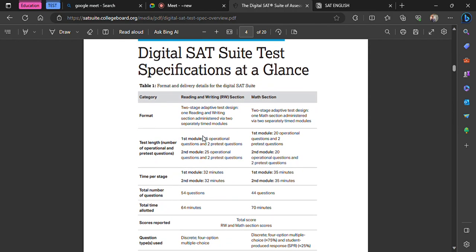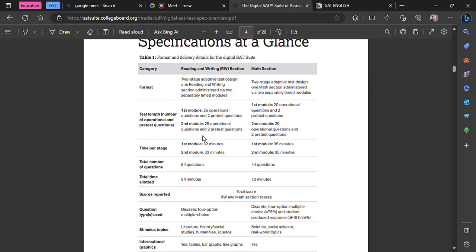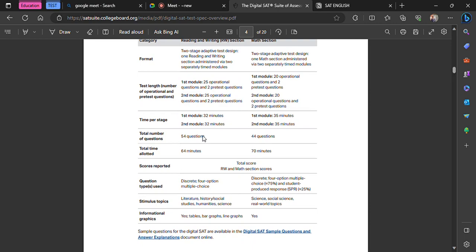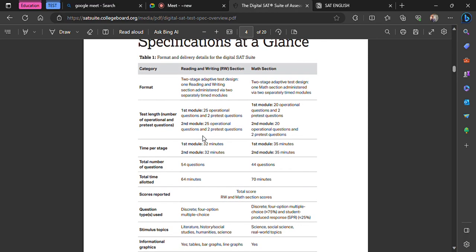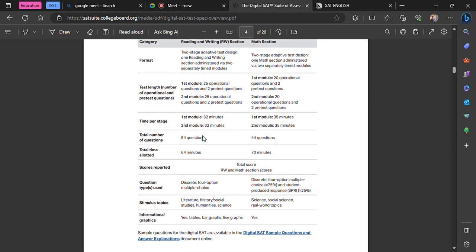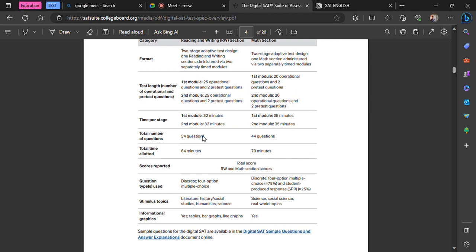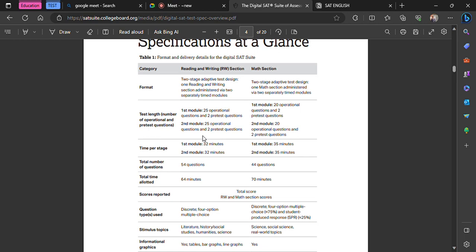So here we go with this. We know the digital SAT suite test specifications at a glance. There are going to be 54 questions on the English reading and writing section, and there are going to be 44 questions on the mathematics section. The total time allotted for the reading and writing section is going to be 64 minutes, whereas the total time allotted for the math section is going to be 70 minutes. So when we look at this calculation, you are going to be having 1.17 minutes for a reading and writing question, whereas 2 to 3 minutes for a math question, which literally means that we have to put more effort into the reading and writing section.